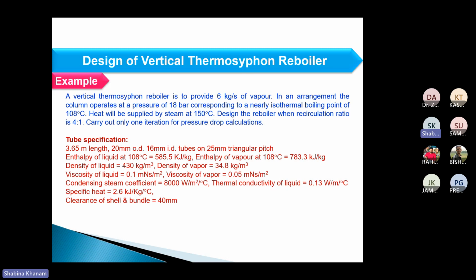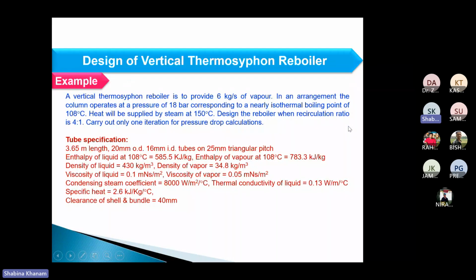So the example is a vertical thermosiphon reboiler used to produce 6 kg per second of vapor. Okay, so vapor production is 6 kg per second. In an arrangement, the column operates at a pressure of 18 bar, corresponding to a nearly isothermal boiling point of 108 degrees Celsius. Okay, so you see what is given over here.